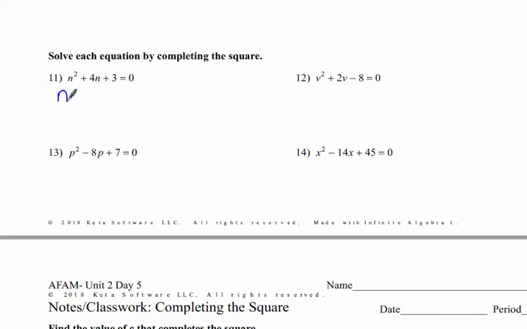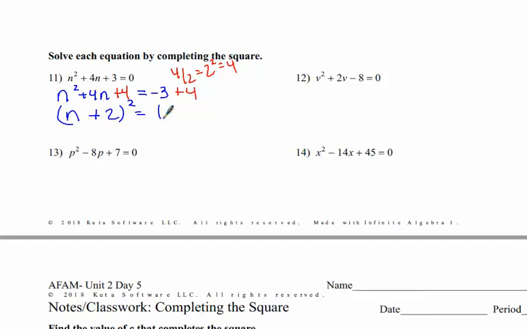We're going to say n squared plus 4n equals negative 3. Then I'm going to take the 4, divide by 2, squared, I get 4. I'm going to add 4 on both sides. I get n plus 2 squared equals 1. I do not have to move that 1 back over. I am solving. My goal is to get n by itself.